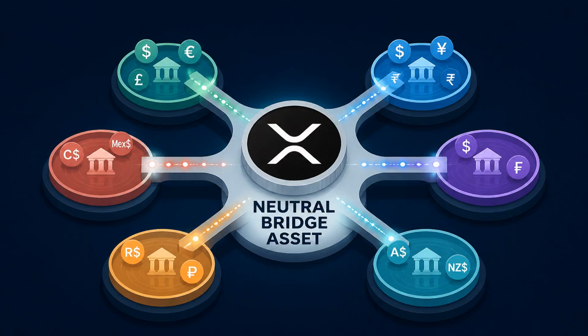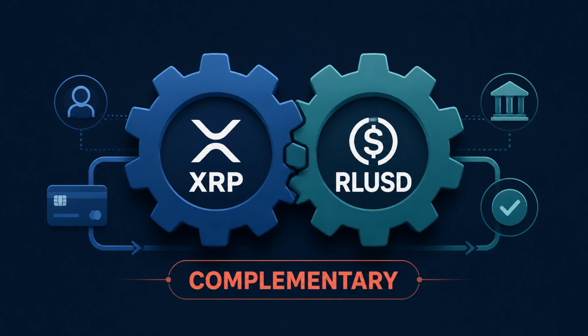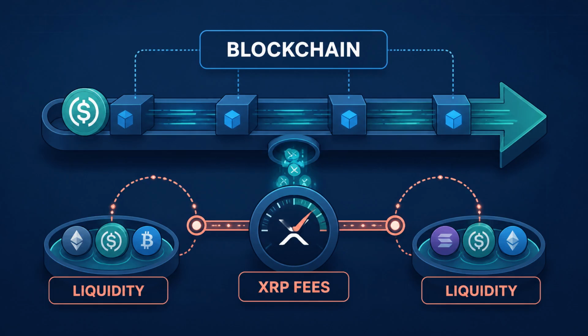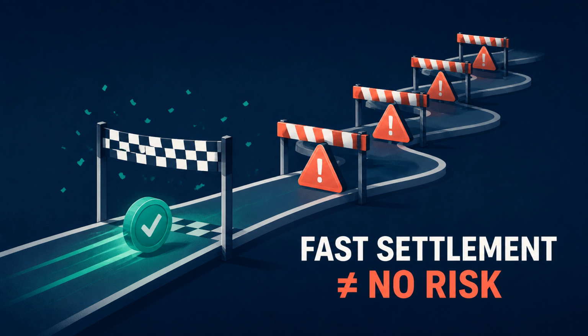XRP offers a neutral native asset that can bridge different markets. The two can complement each other, but neither makes the other unnecessary. RLUSD still needs a blockchain for transfer, while XRP can still serve as the native fee asset and a source of liquidity between assets. The bigger lesson is that fast settlement does not remove every risk.